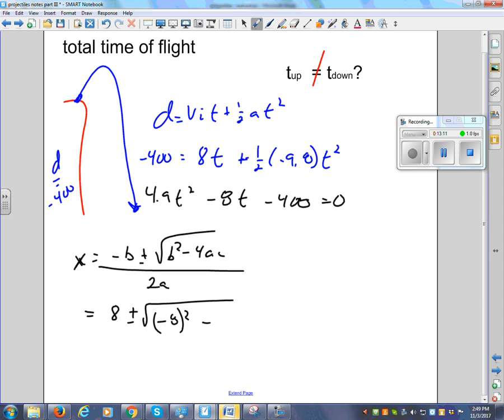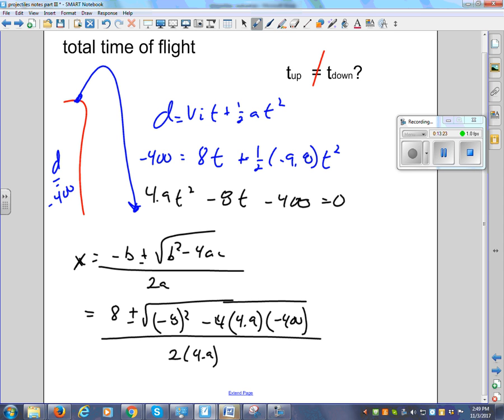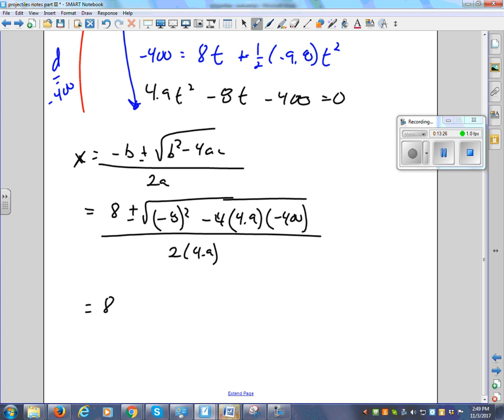Minus 8 squared minus 4a, where a is 4.9 and c is minus 400, all over 2a, 2 times 4.9. So 8 plus or minus. Minus 8 squared is 64. And then you've got a negative 4 times negative 400, so that's going to be a plus. So 64 plus 4 times 4.9 times 400 is 7904. Plus or minus the square root of 7904, all over 9.8. That's what I got.